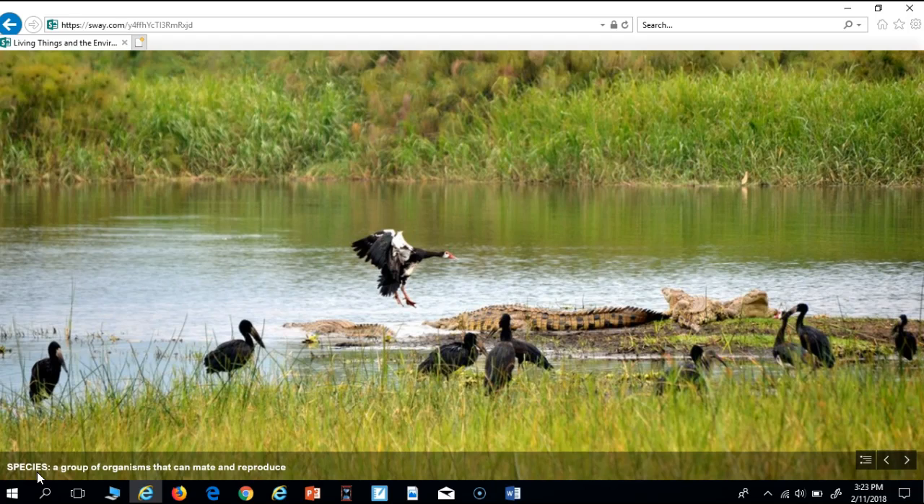In this picture, we see many different species. We see at least 2 bird species. We see alligators, and we see several plant species. And in that stream, I'm sure that there are many fish species as well. But what makes them a species is that they can mate and reproduce.